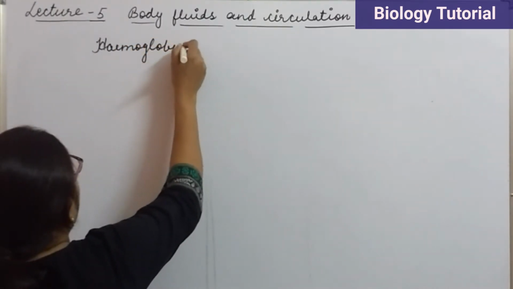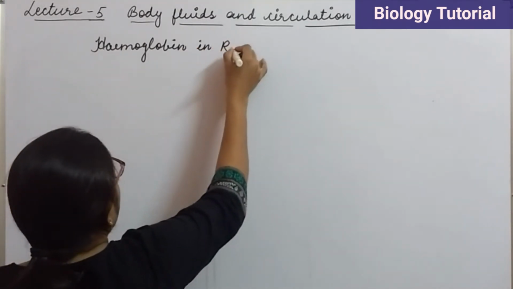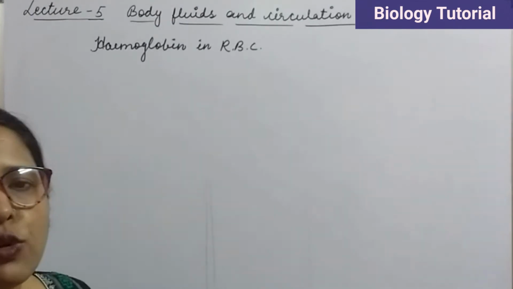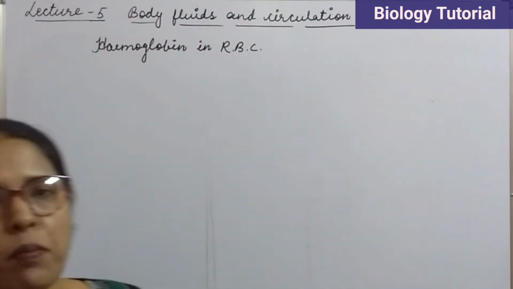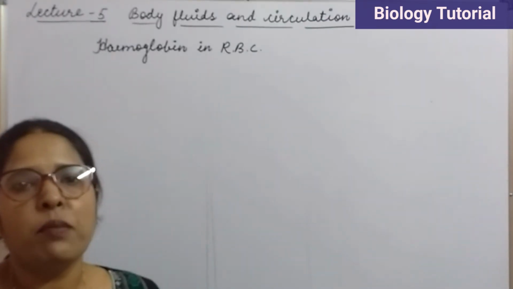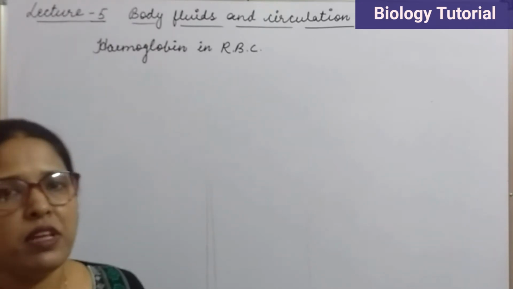Hemoglobin in RBCs. This is the pigment which provides red color to the RBCs. It is also called the respiratory pigment. Clear? The amount of hemoglobin in the blood is different in males and females.